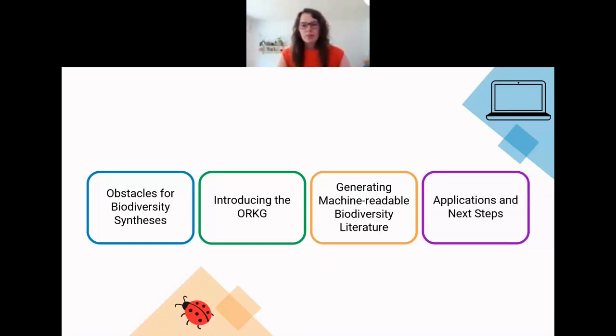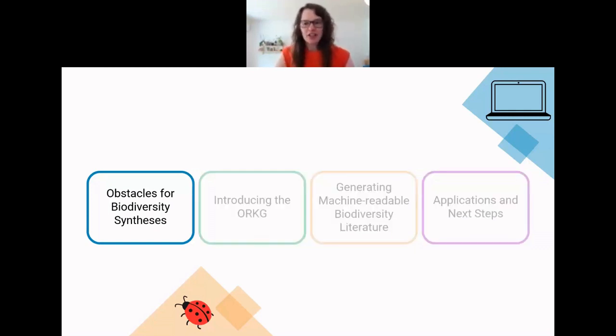And then I'll close by just briefly sharing our vision of how this approach could and should be applied more broadly in the field of ecology and describe some of the next steps that we're taking in that direction. So let's start by talking about the importance of synthesis research, particularly in the context of biodiversity loss. And then we'll look at some of the challenges that we face when trying to do systematic reviews or meta-analyses or other types of synthesis research.